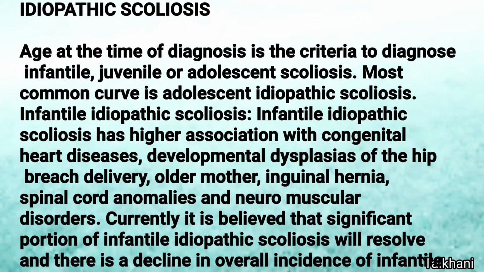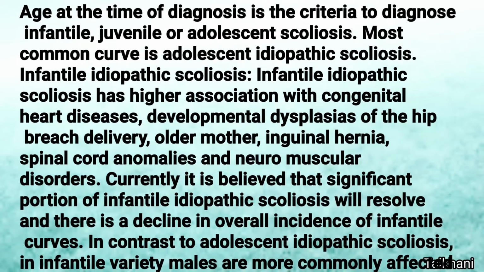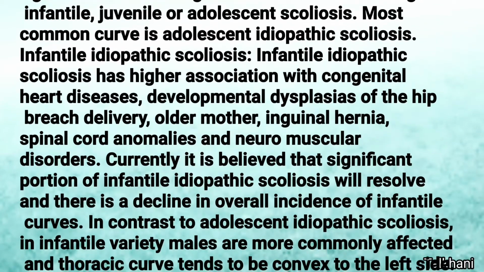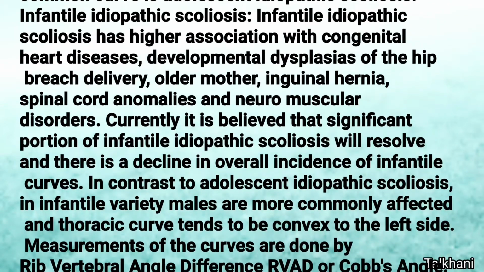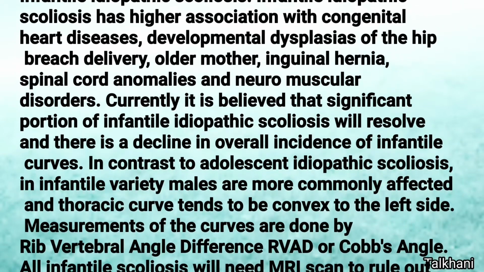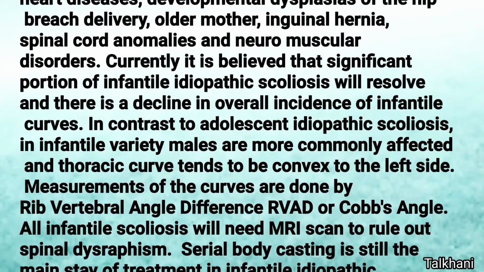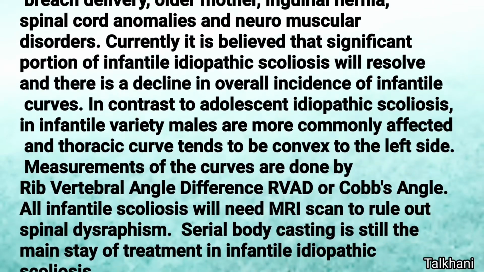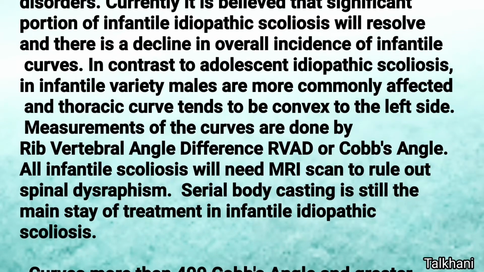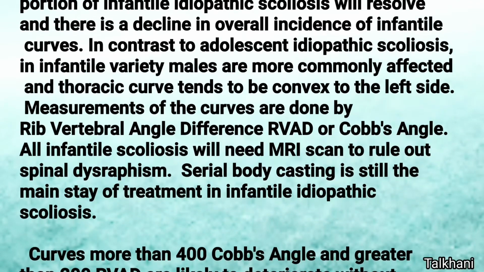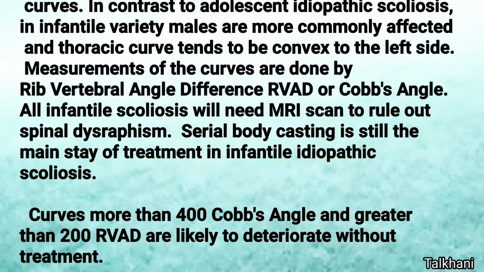Infantile idiopathic scoliosis has higher association with congenital heart diseases, developmental dysplasia of the hip, breech delivery, older mother, inguinal hernia, spinal cord anomalies, and neuromuscular disorders. In contrast to adolescent idiopathic scoliosis, in the infantile variety, males are more commonly affected, and the thoracic curve tends to be convex to the left side rather than right as in adolescent scoliosis. Measurements of curves are done by using rib vertebral angle difference, RVAD, or Cobb's angle.